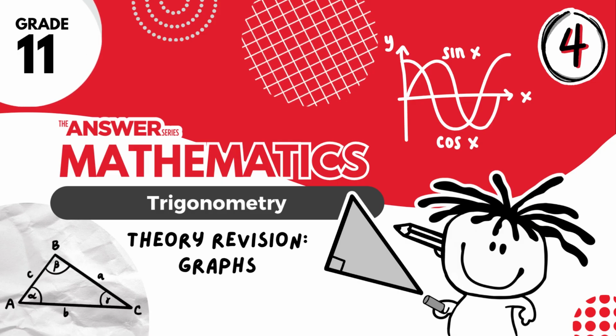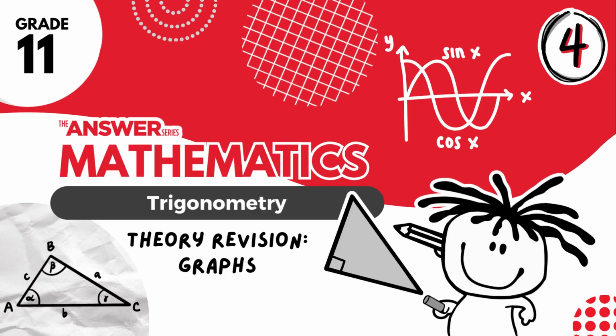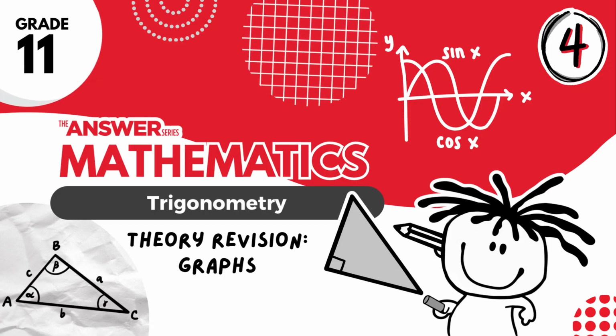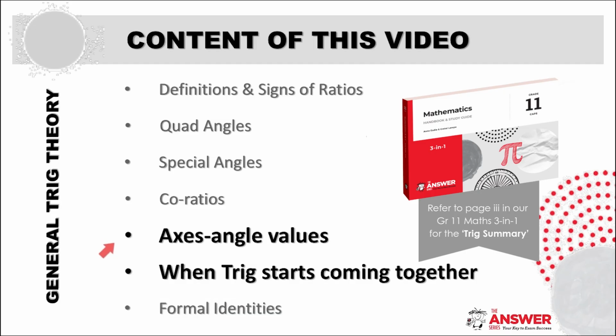Once one looks in depth at the understanding of trig graphs, I find things definitely start coming together really nicely. In this video, we will start by looking at the axis angle values for each ratio, and then we will look at seeing how it flows into the graphs and how it all comes together.